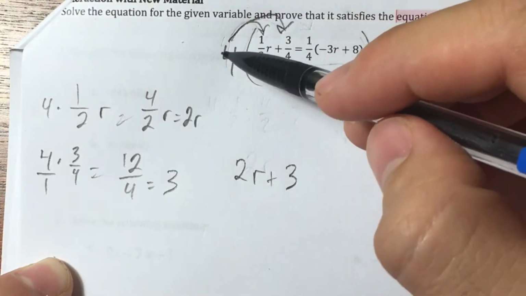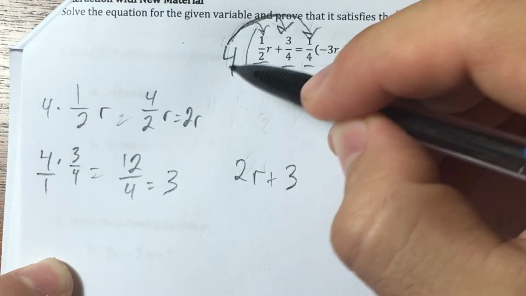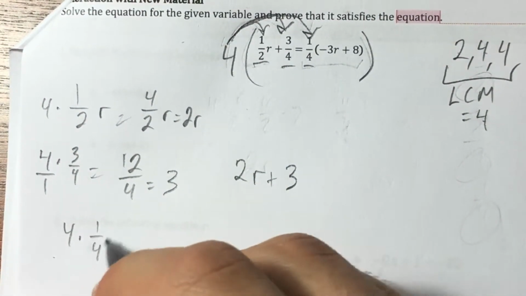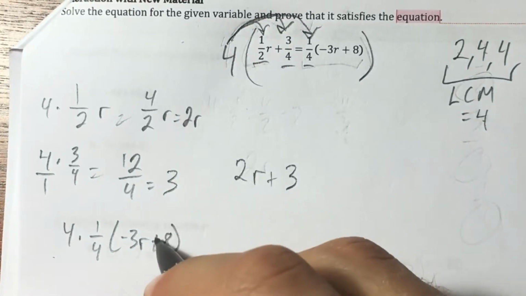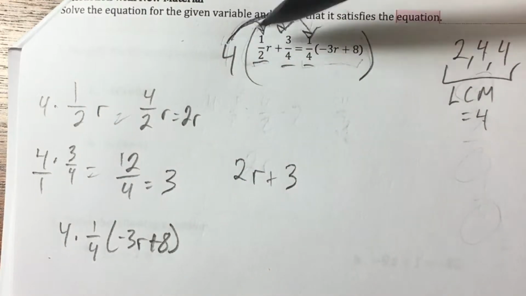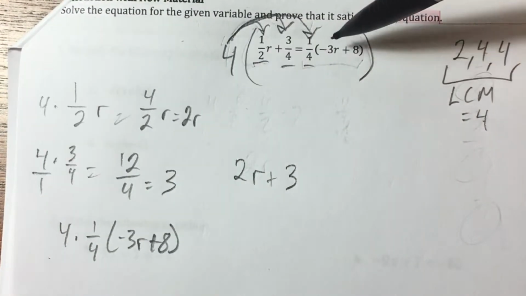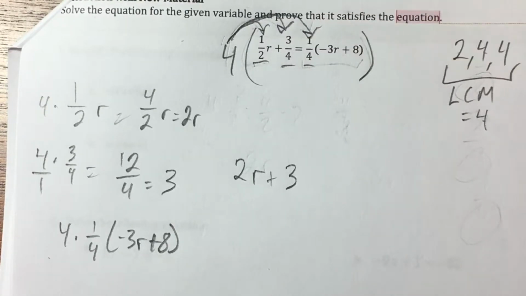Now we also need to make sure we distribute to the other side of the equation. So I'm going to distribute this 4 times 1/4 times negative 3r plus 8. Right here, you might be asking yourself, why aren't we distributing to everything inside here? Why am I not multiplying this 4 times this negative 3r? Why am I not multiplying the 4 times the positive 8?